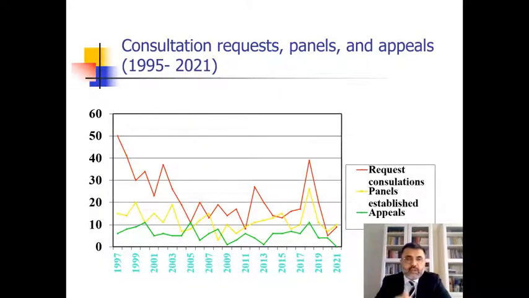This chart shows you the evolution of the number of cases filed, requests for consultations, which is the red line, the number of panels established, which is the yellow line, and the number of appeals in the same period, i.e. between 95 and the end of 2021. As you can see from the chart, there's been quite a few fluctuations in numbers.